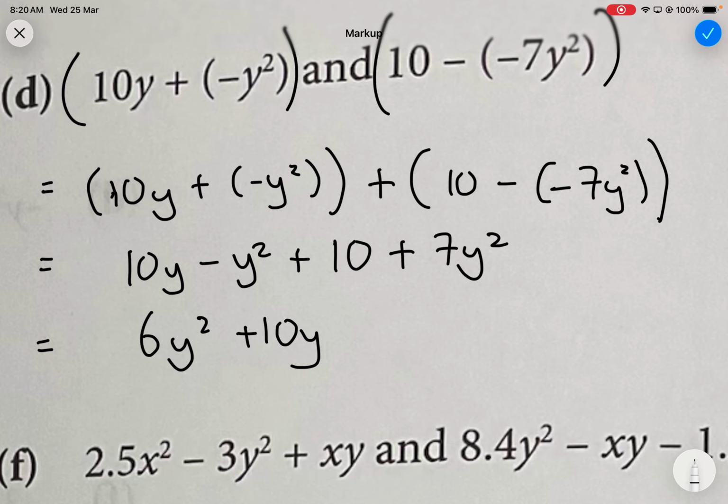Okay? So for those who did your homework, also check this one. Make sure you have plus 7 here. Make sure you have this bracket. These are the two things you must have.